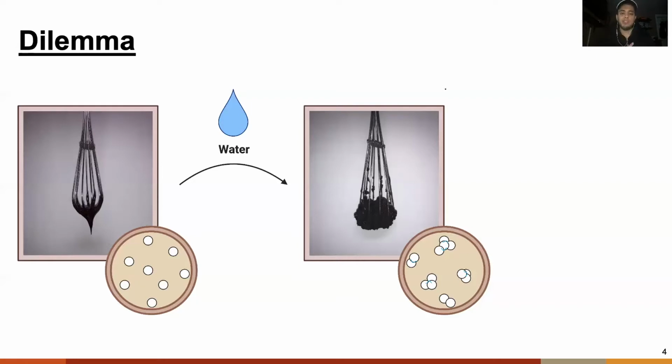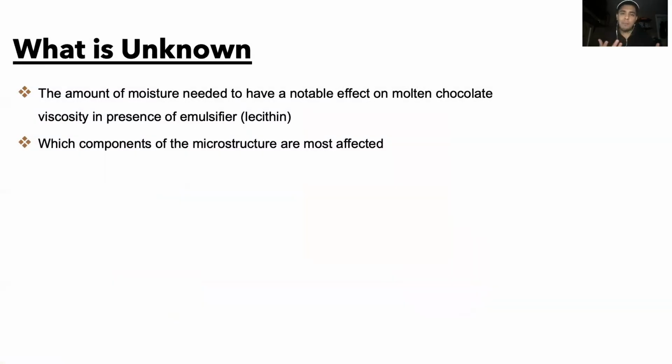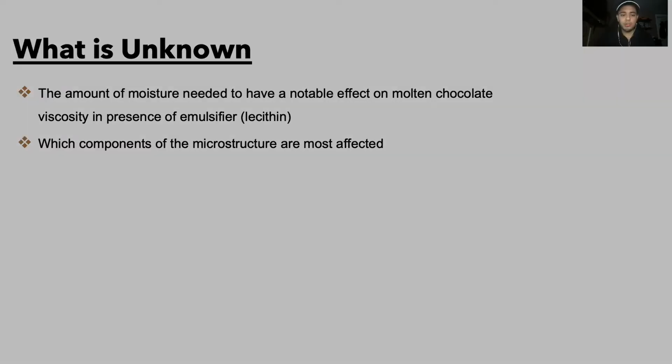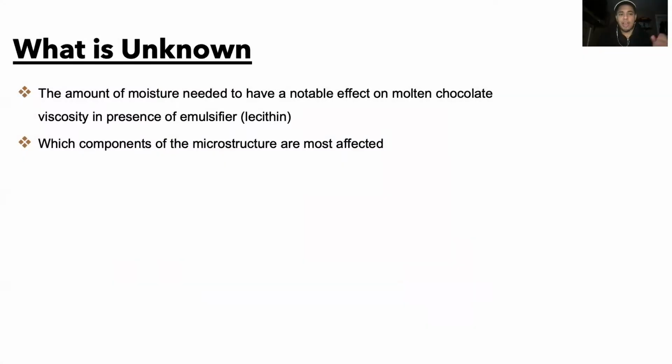Not only that, but there's also going to be less available of that continuous cocoa butter phase, because sometimes when we have aggregation, the aggregates themselves can capture some of that free-flowing cocoa butter, and so there's less lubricant, and as a result, everything just doesn't move as well. Now, it's not currently known, for example, how much moisture is needed to have a notable effect on chocolate, where it goes from this free-flowing material to this chocolate paste. It's almost like an icing or a really thick ganache.